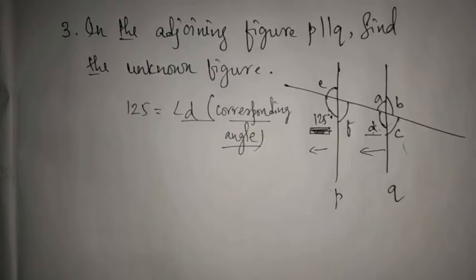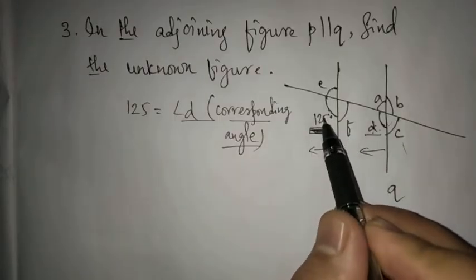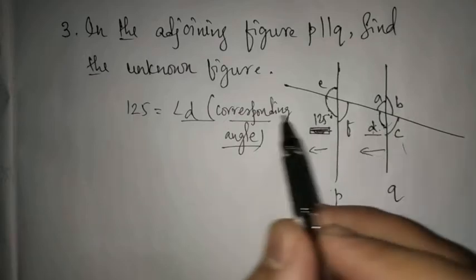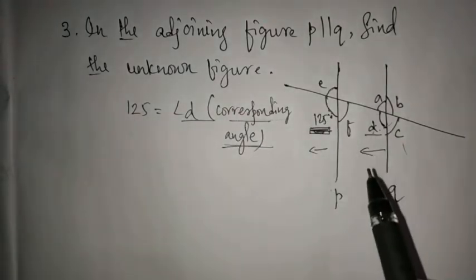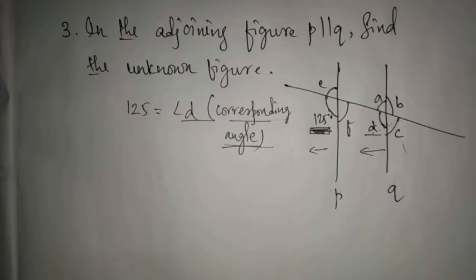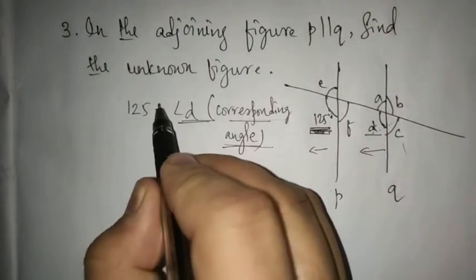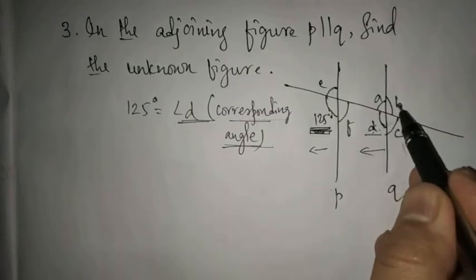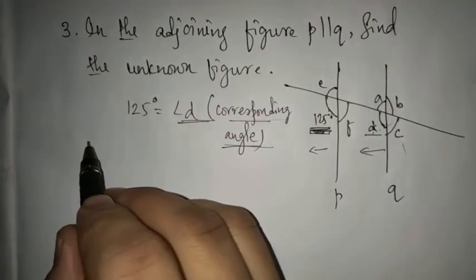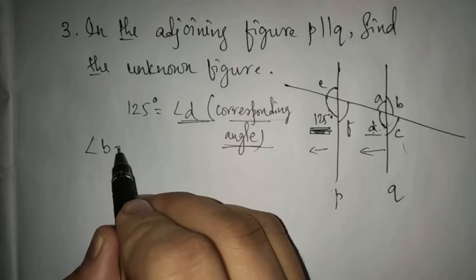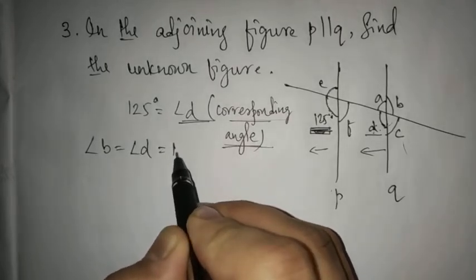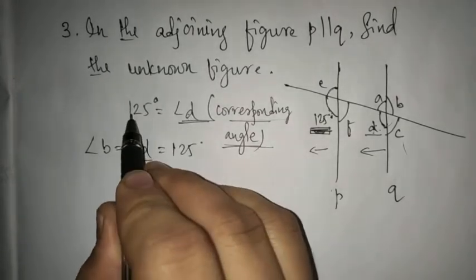Alright, I hope you have understood. Again, I am repeating, angle 125 degree is equal to angle D because this is corresponding angle. They are on the same position. Now, if angle D is 125 degree, then can't we say angle B is equal to 125? Can't we write angle B is equal to angle D, which is 125 degree? Angle D is 125, just now we have found.